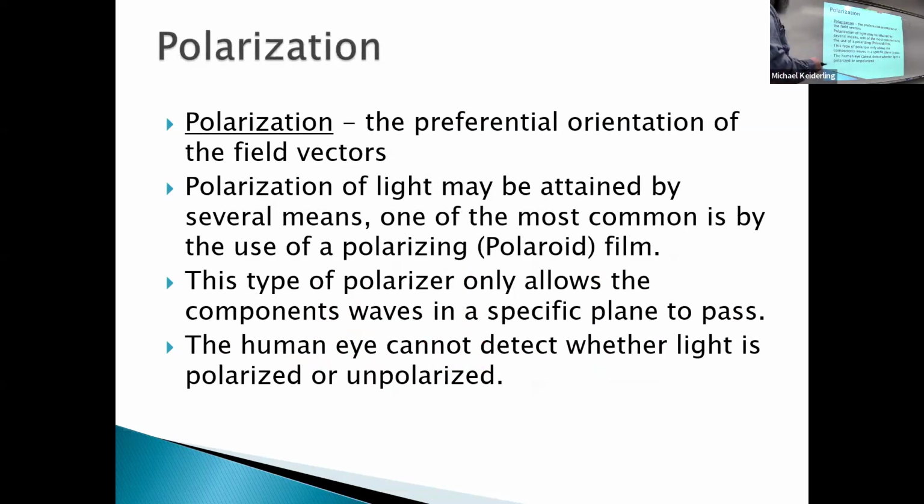So polarization is this preferential orientation of the field vectors. The polarization of light can be attained by several means, the most common of which is with a Polaroid film. These are Polaroid films. It's a film that polarizes. That is what the Polaroid company made before they made instant cameras. That's where their name comes from.